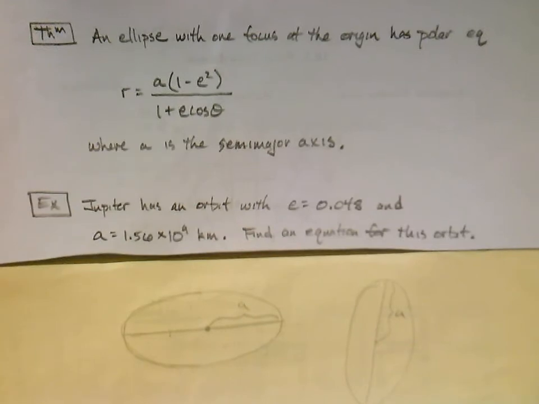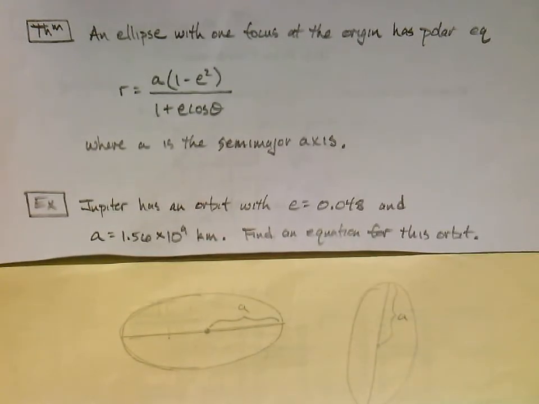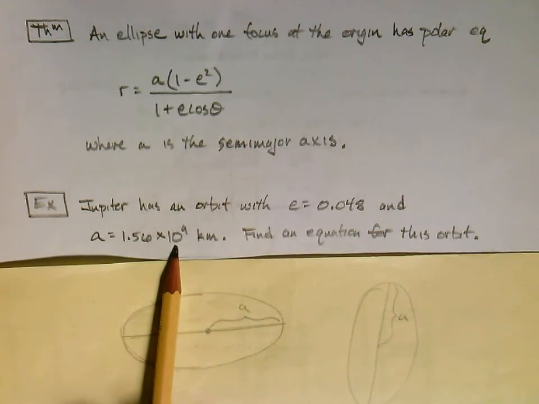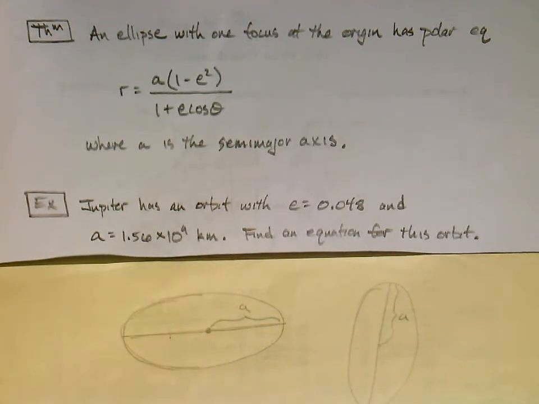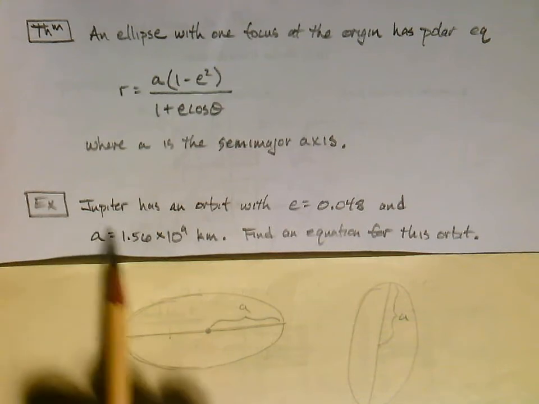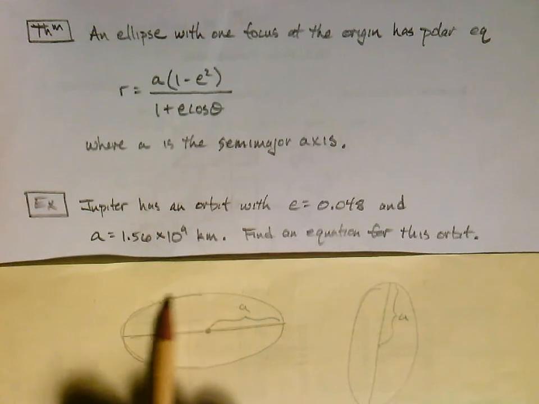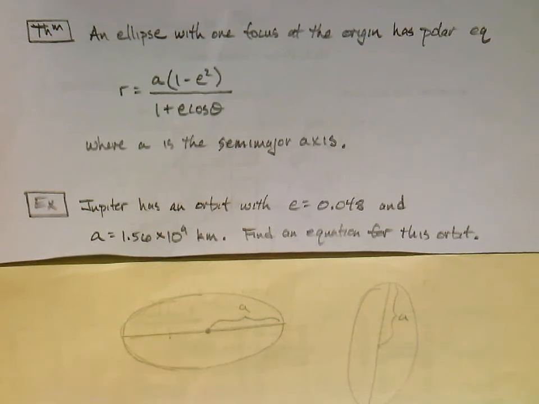So the question is, Jupiter has an orbit with e equals 0.048, very small eccentricity, almost circular, and it has an a equal to 1.56 times 10 to the 9th kilometers. So if you found the center of Jupiter's orbit and asked when's the furthest that Jupiter is from that center, that's your semi-major axis.